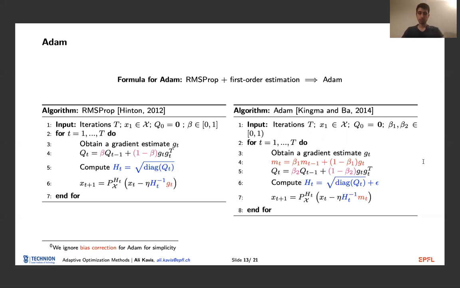And for Adam, as you can see in the footnote, we have a bias correction step, such that every iteration we are dividing m_t and q_t by some value, and this is basically to deal with the bias of these estimates. But I'm going to ignore these because they are not directly relevant to our purposes. We're interested in why these structures make sense in the way they are constructed.